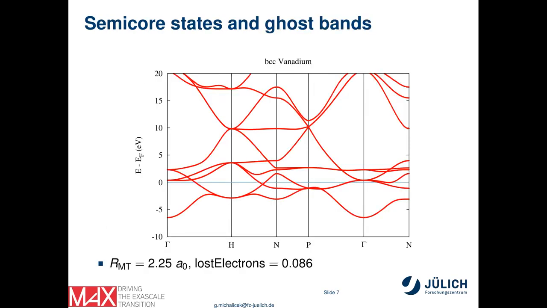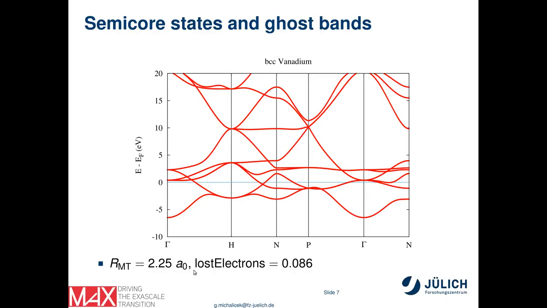So let us discuss semicore states and ghost bands in detail. Here I plot the band structure of BCC vanadium, and you see that I provide here the muffin tin radius that I use for the calculation, and I also write down how many electrons are lost, and with this we mean the amount of electrons from the core electron states that reach out of the muffin tin sphere.